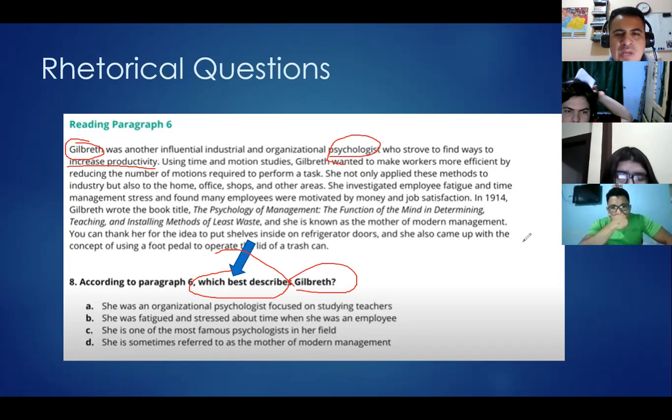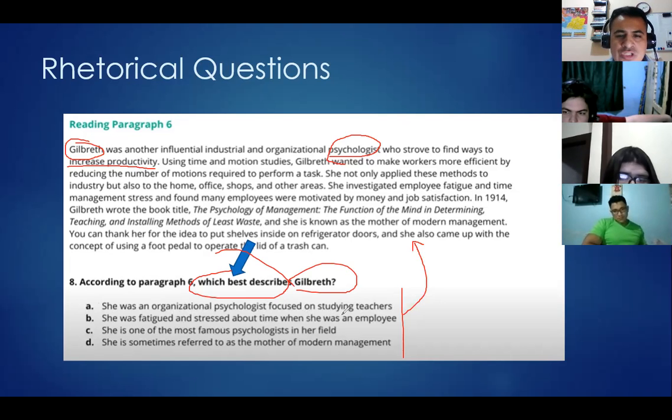So which one best describes her? These no las vamos a encontrar aquí, literal. They're inferences, right? They're subjective. A, she was an organization psychologist focused on studying teachers. No, she was not studying teachers. B, she was fatigued and stressed about time when she was an employee. No, no dice que está estresada. C, she is one of the most famous psychologists in her field. Maybe, could be. And D, she is sometimes referred to as the mother of modern management, la cual encontramos aquí.